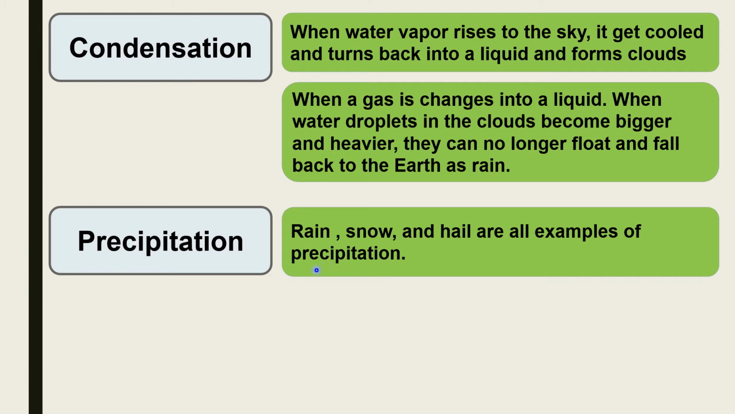So precipitation: rain, snow, and hail are examples of precipitation. Snow and hail are solid forms of precipitation. So we all know that rain is a liquid form while snow and hail are solid forms of precipitation.